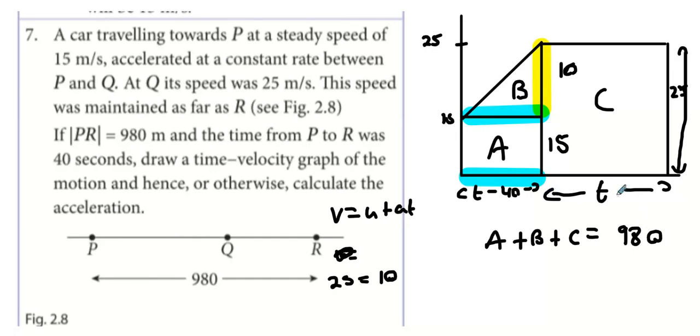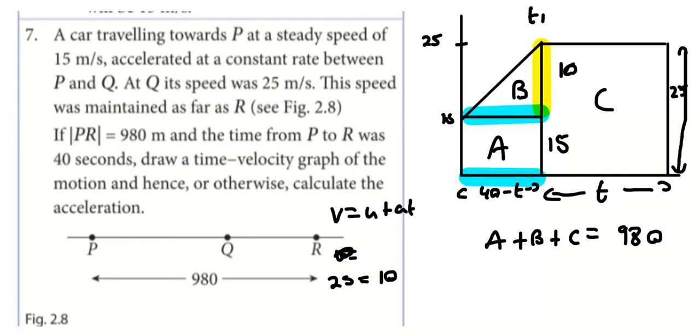Because t1 took the time taken from, oh sorry, 40 minus t, my fault. Yes, both of them added together have to give you 40. Somebody else could have called that one t and that one 40 minus t. You'll get the same answer, okay?